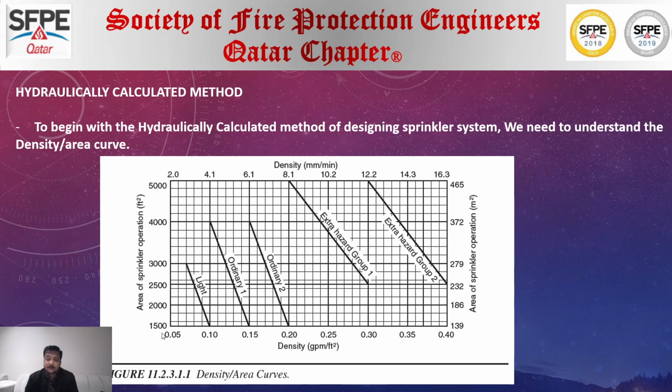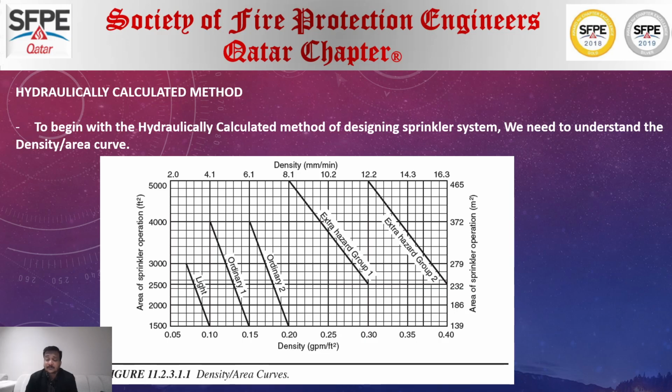Assume you have a building of 5000 square feet, and you want a 2-story or a 3-story building. You want to design an office building. An office building will come under light hazard occupancy classification. So if you want to design a sprinkler system for an office building, you have to choose the light hazard line. Then you have to choose the area of sprinkler operation and multiply it by the corresponding water density. So in this case, for 1500 square feet area of sprinkler operation, the water density required is 0.10 GPM per square foot. So if you multiply this, you need a minimum flow rate of 150 GPM only.